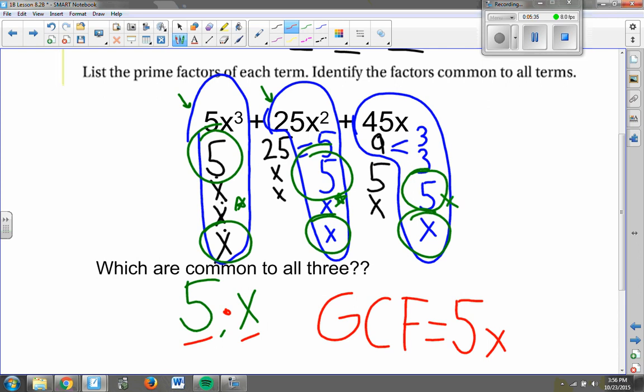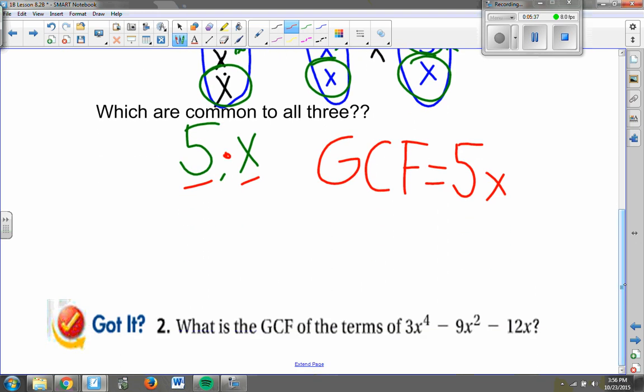All right? Now, I would like you to do that process for this polynomial, which you can find pretty much right in the middle of page 493. What is the greatest common factor of these terms? 3x to the 4th minus 9x squared minus 12x.